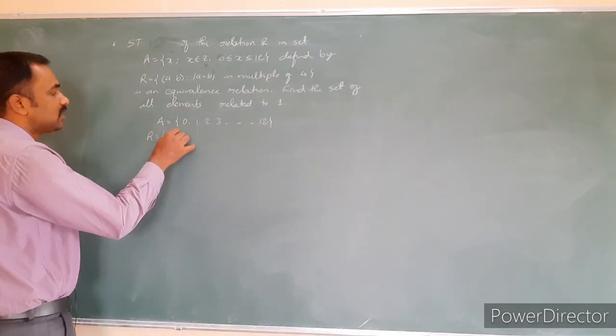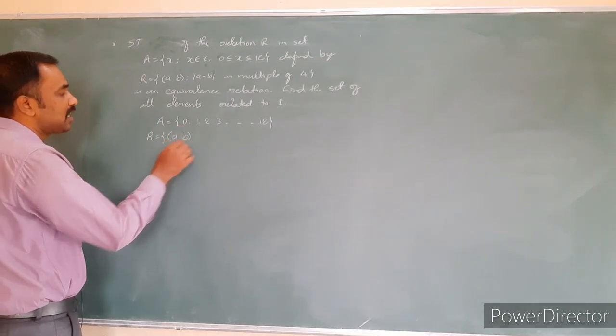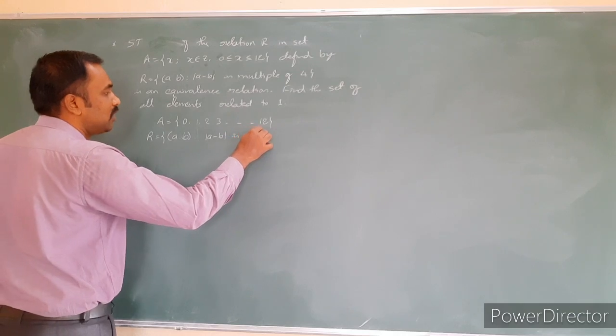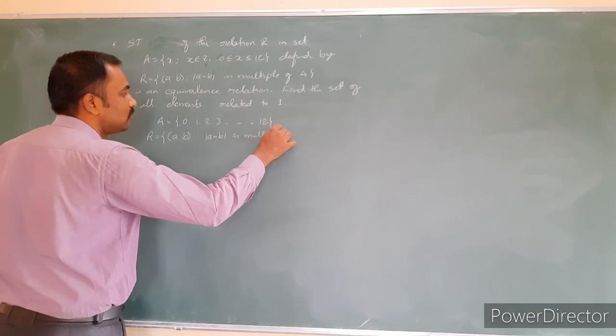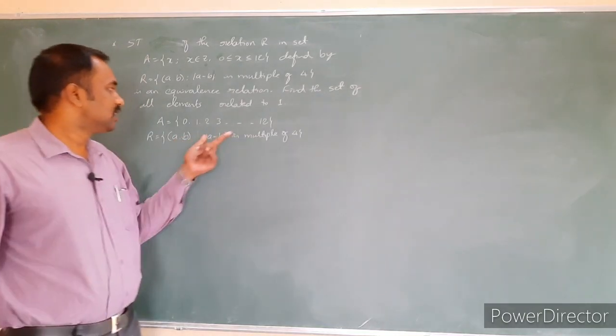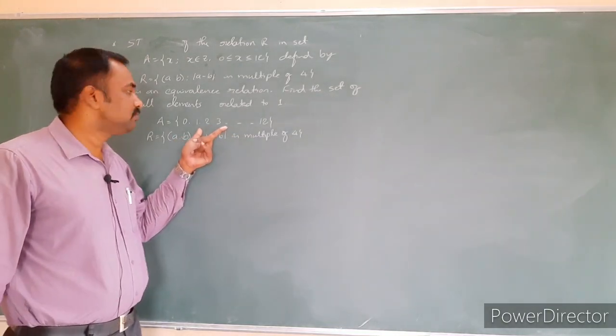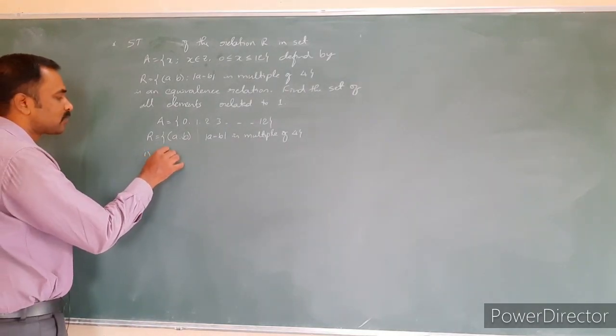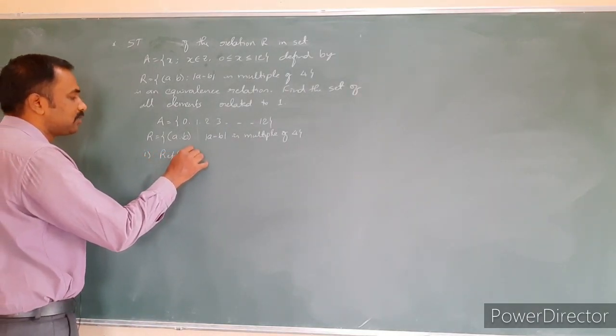And the relation is defined. What is the relation? (a, b): how are a and b related? In such a way that |a − b| is a multiple of 4. We can convert this into roster form, or else we can directly proceed. First, let us check the reflexive condition.